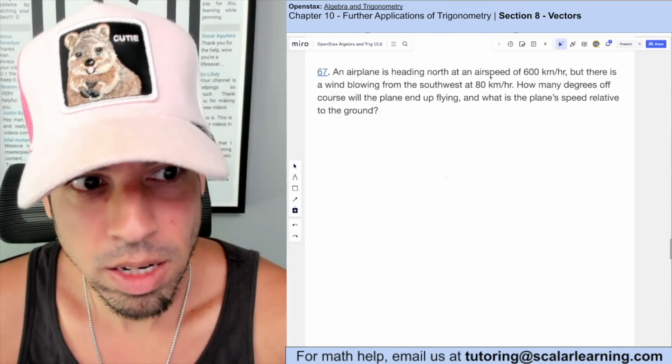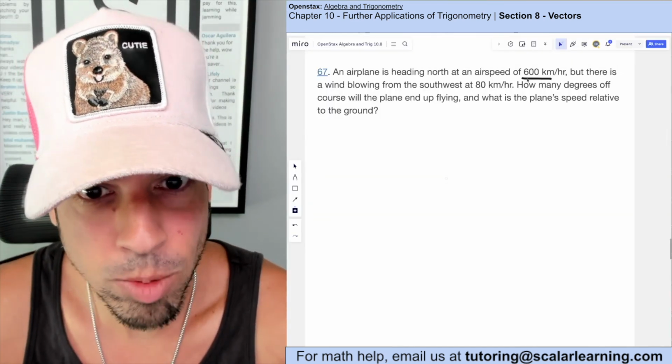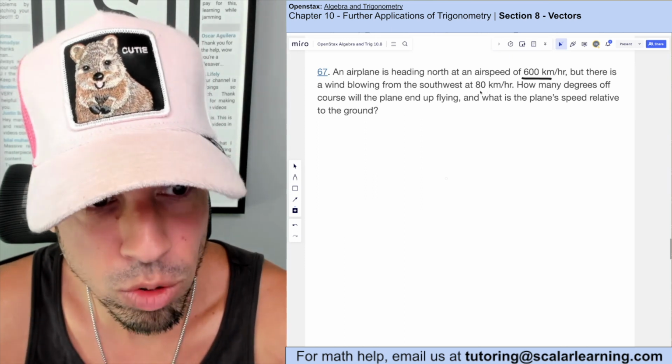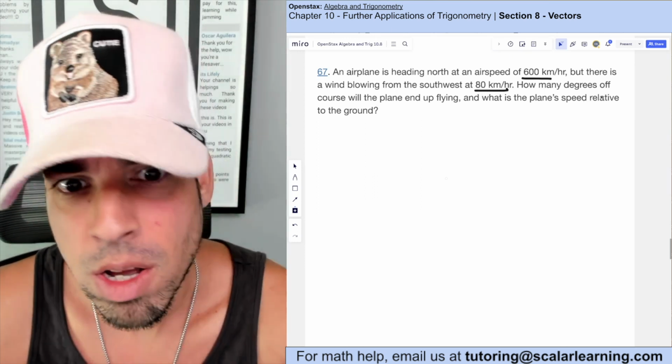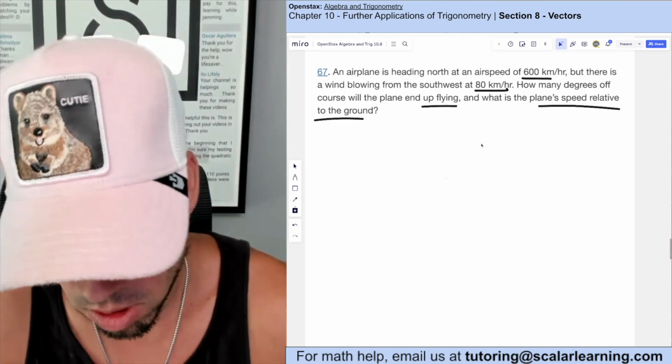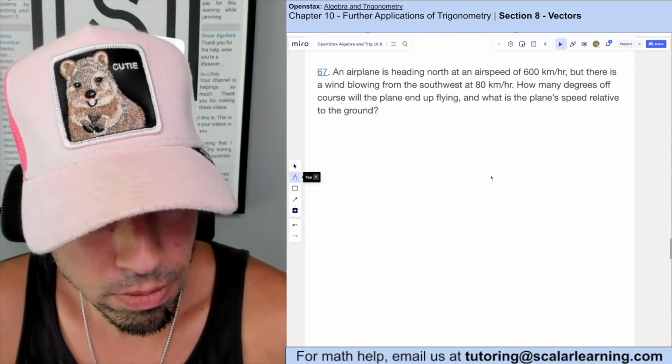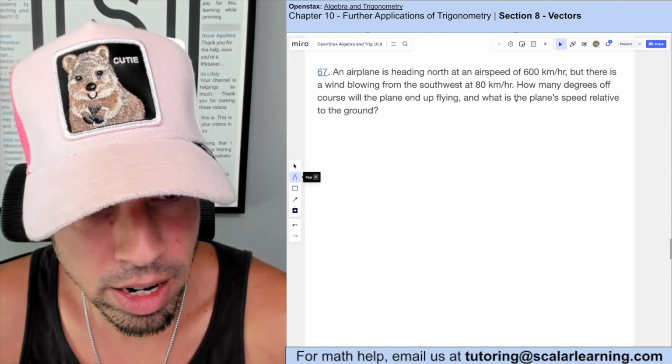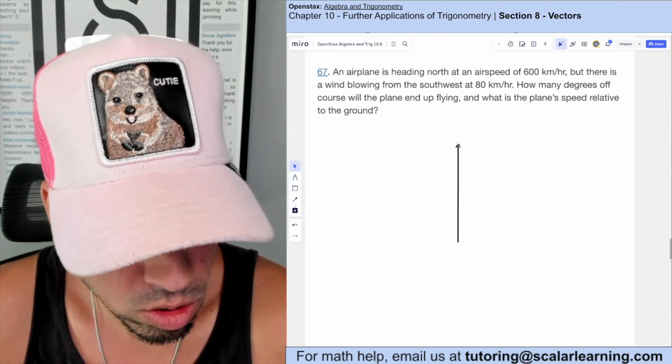Done. An airplane is heading north at an airspeed of 600 kilometers per hour, but there is a wind blowing from the southwest at 80 kilometers per hour. How many degrees off course will the plane end up flying, and what is the plane's speed relative to the ground? So at this point, we're going to draw this out. So first, I'm going exactly north at an airspeed of 600. So that's going to be going directly up.